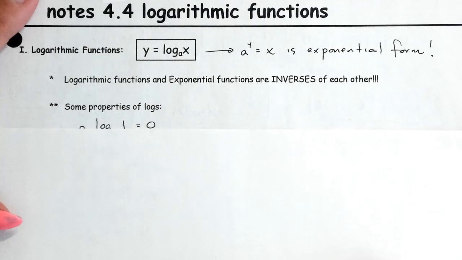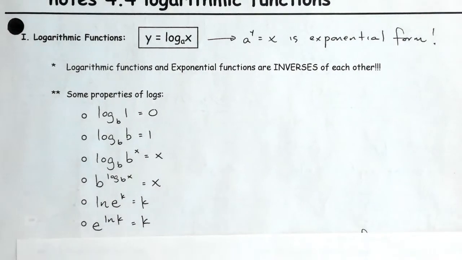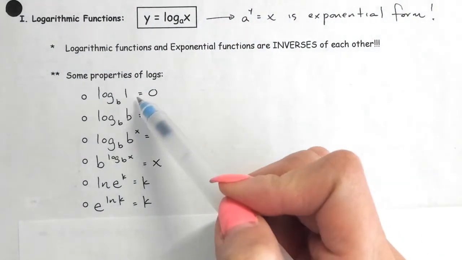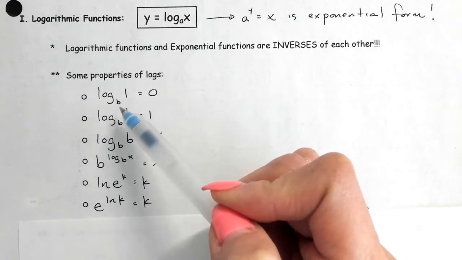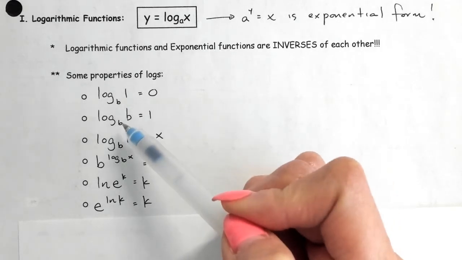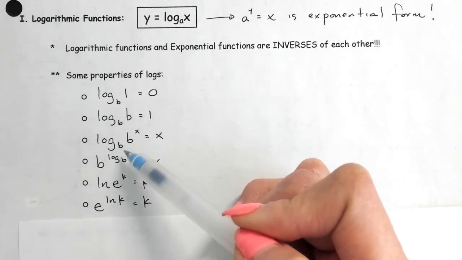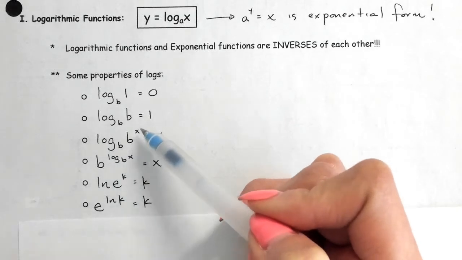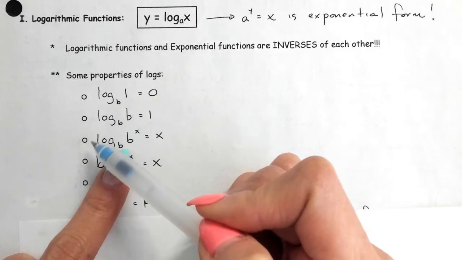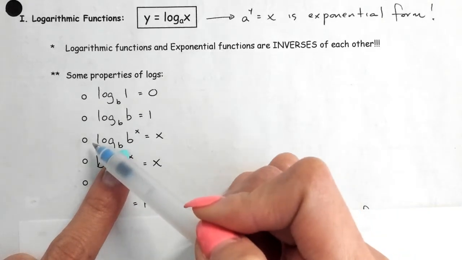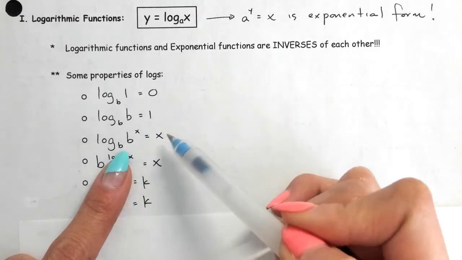Some log properties that we went through really quickly, so I'm just going to show you all of them at once. Log base b of 1 is 0 because b to the power of 0 is 1. And then anything to the power of 1 is itself. And then we also have log base b of b to the x power. That x can come forward with the power rule for logs, and then log base b of b is 1, so really you have x times 1, which is x.